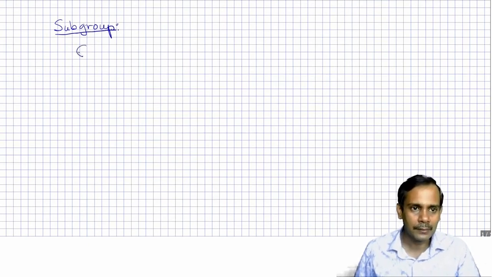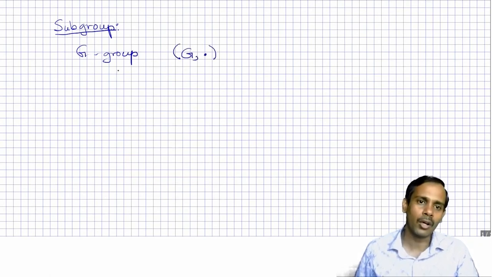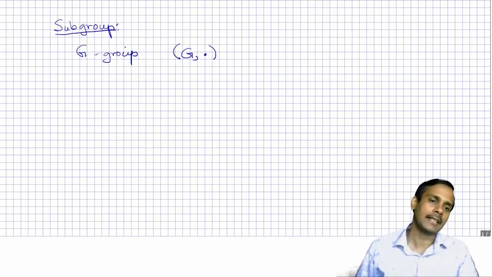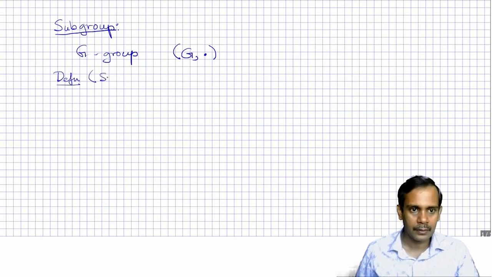You start with a group G, and you remember that technically it's a set G and a binary operation, which we'll denote here by dot. This operation satisfies various axioms such as associativity, identity, and inverse. Now, a subgroup is a subset H of G.